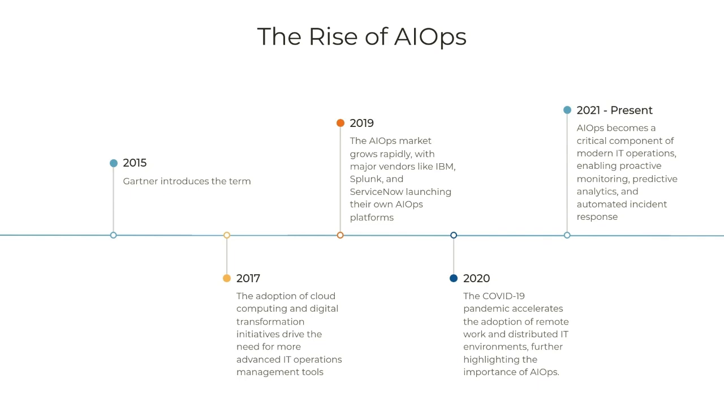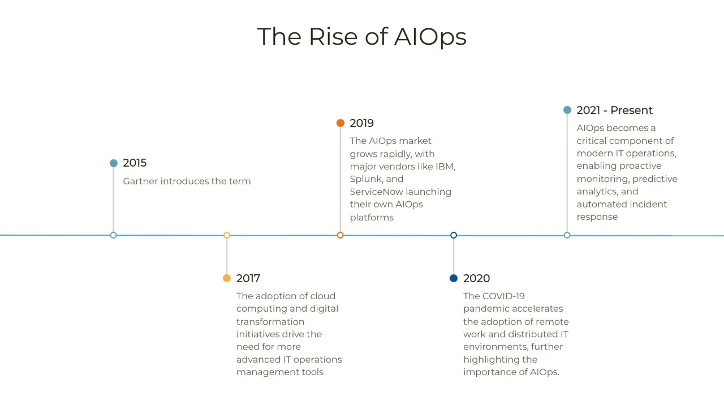And fast forward to 2017, cloud computing and digital transformation initiatives started to take off. Organizations were moving from on-premise systems to the cloud, introducing even more complexity. The traditional tools just couldn't keep up with the speed and scale of these environments, so there was a need for more advanced IT operations management tools.